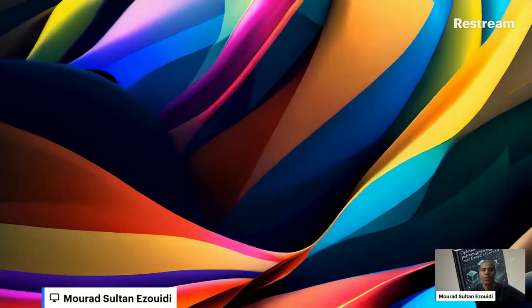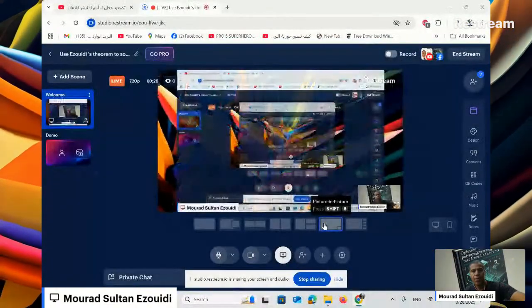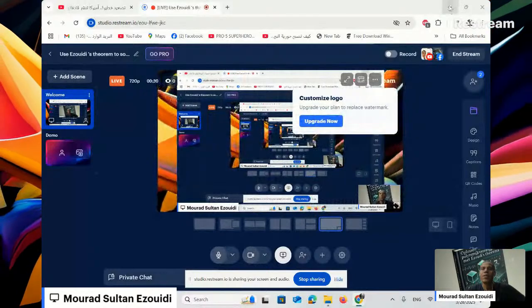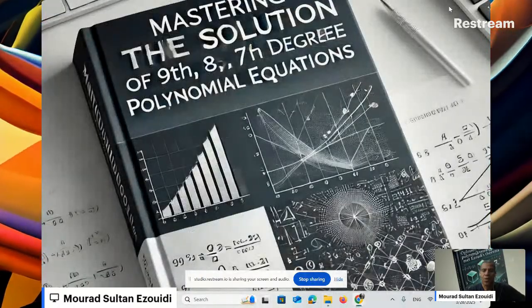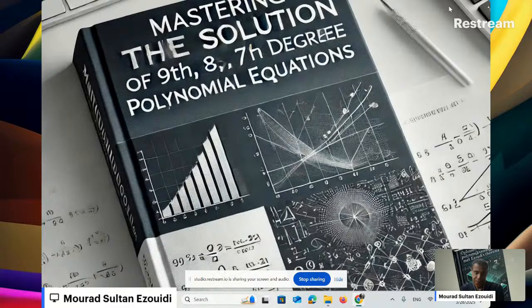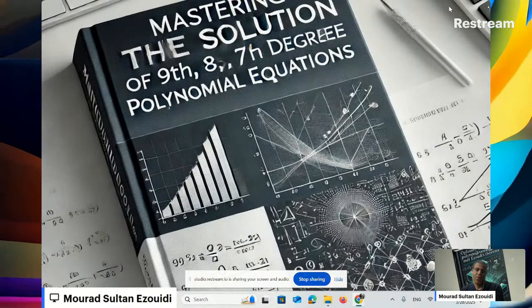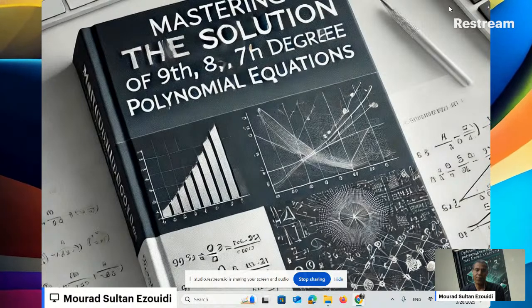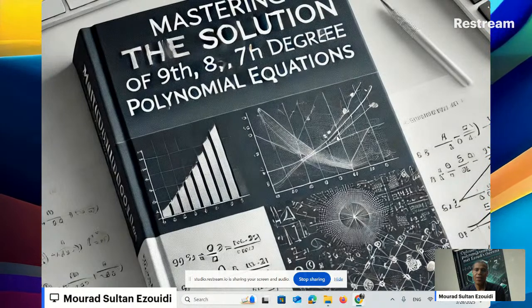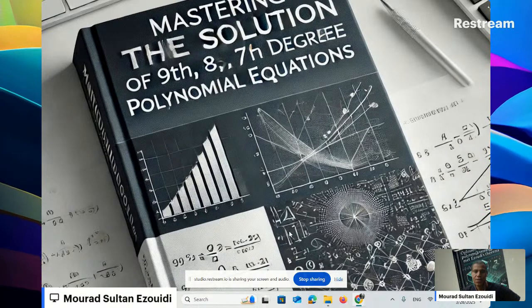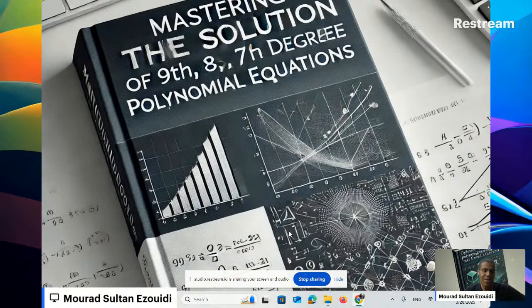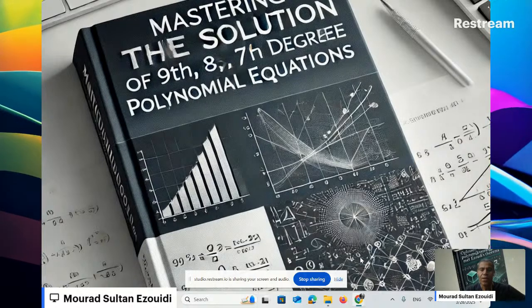Okay, today we are going to solve the 11th degree equation using the theorem of Mourad Sultan Ezouidi. Okay, let's see first. Okay, so as we talked about today, we will try using Ezouidi theorem to find the exact roots of these high-degree equations. It is not easy, in fact, but it's an occasion for you, learners, students, professors, to deal with this kind of question. Okay, so let's start.